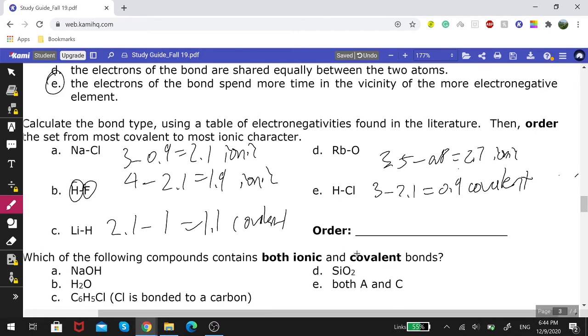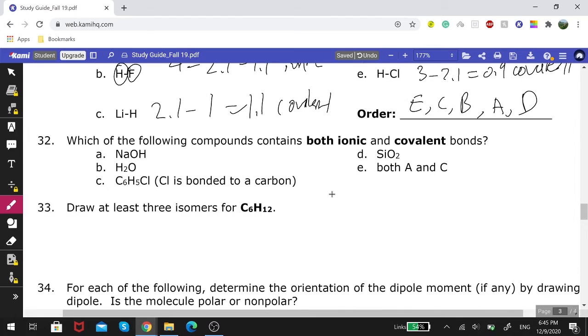It will not make it really close like we have over here, 2.1, 2.7, both ionic, and without the numbers you won't know. So now let's order from most covalent, which means least number, will be E, then C, and then B, and then A, finally D. More covalent equals less number, more ionic equals a higher number.